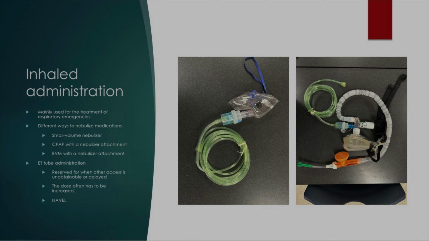Endotracheal tube administration is a last resort route reserved for situations where other vascular access is unobtainable or significantly delayed. Absorption is less predictable, so medication doses often need to be increased to 2 to 2.5 times the IV dose. Medications that can be given through the endotracheal tube are remembered using the mnemonic NAVAL: naloxone, atropine, vasopressin, epinephrine, and lidocaine.